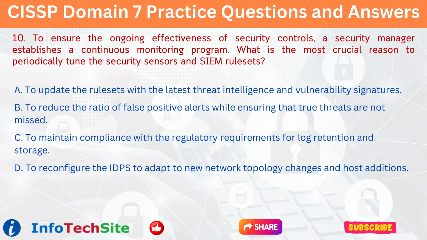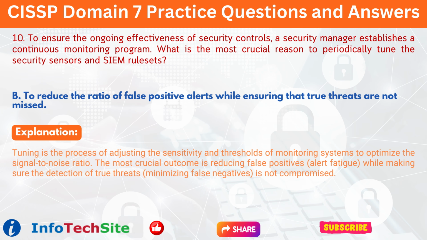The correct answer is B. To reduce the ratio of false positive alerts while ensuring that true threats are not missed. Explanation. Tuning is the process of adjusting the sensitivity and thresholds of monitoring systems to optimize the signal-to-noise ratio. The most crucial outcome is reducing false positives, alert fatigue, while making sure the detection of true threats, minimizing false negatives, is not compromised.